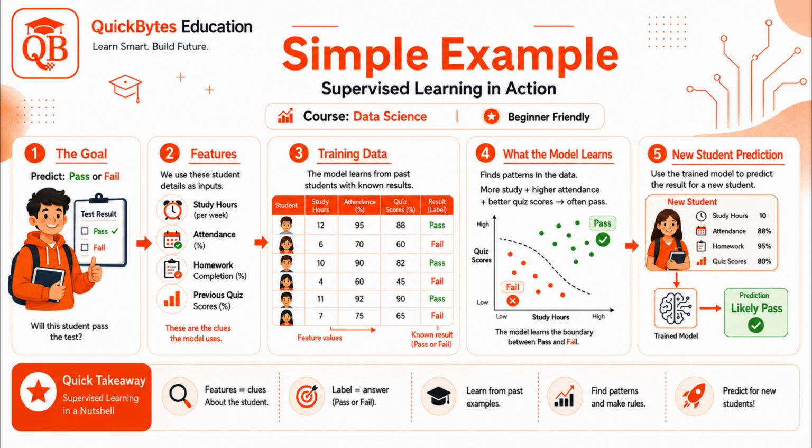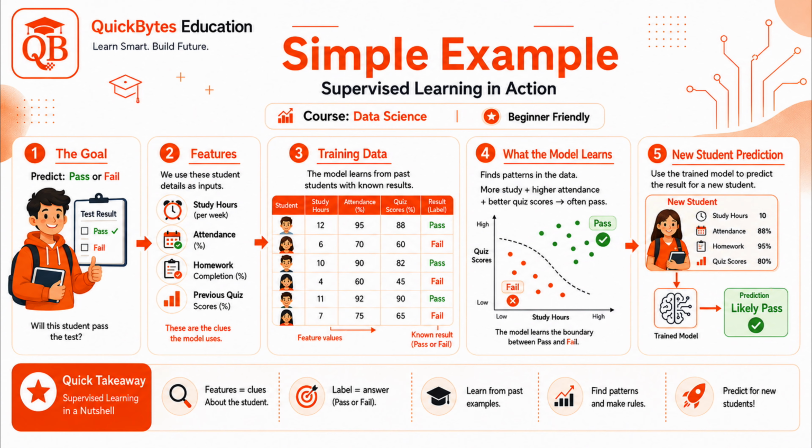Let's use a simple example. Suppose you want to build a model that predicts whether a student passes a test. The features might be study hours, attendance, homework completion, and previous quiz scores. The label might be pass or fail.